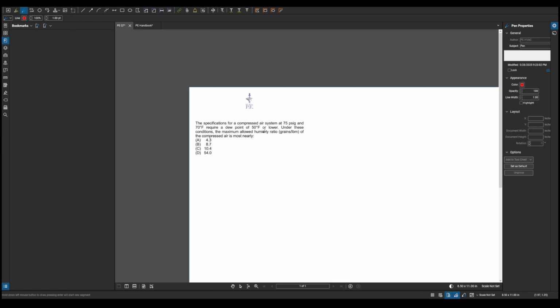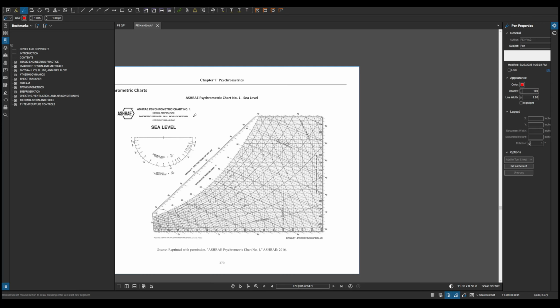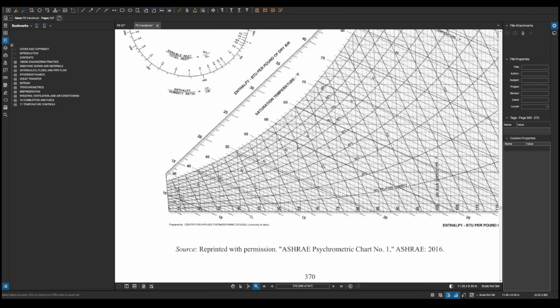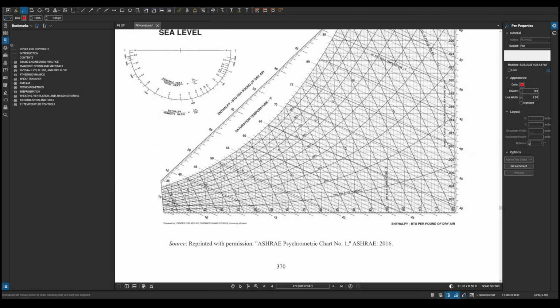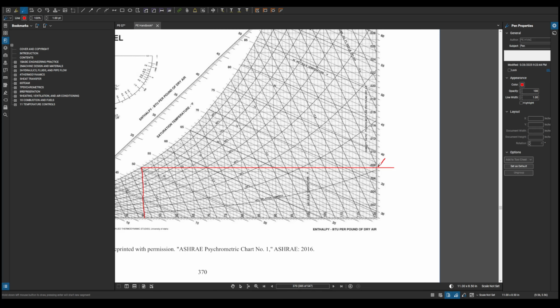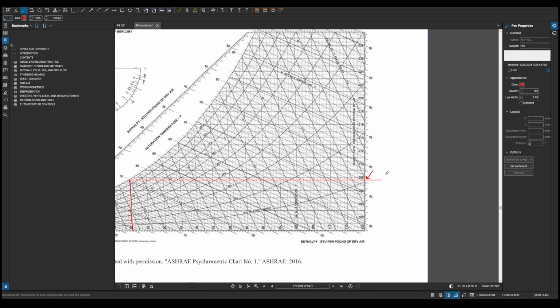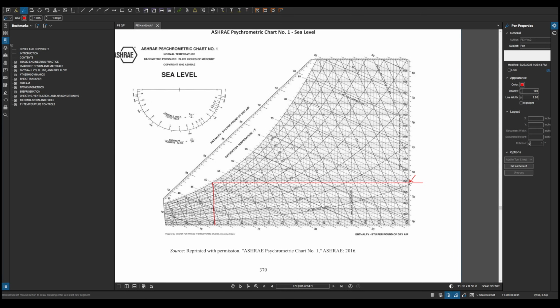So your first inclination when you see this question might be to find 50 degrees on the psych chart, find where that hits the dew point, and then use that to find the humidity ratio. So if we go to our handbook, go to our psych chart, find 50 degrees, run that up to your dew point, and then run this guy over to the right-hand side. This will give you your humidity ratio. If this was at atmospheric pressure, we could grab the number here and that would be our answer.